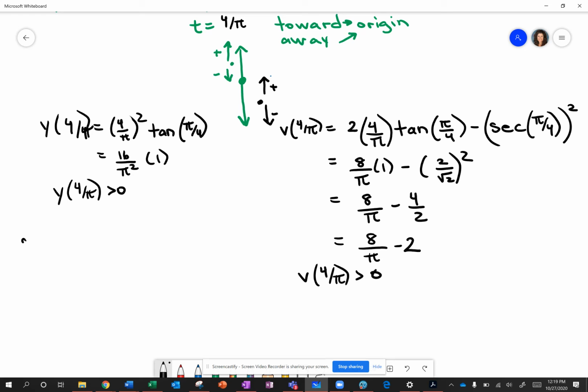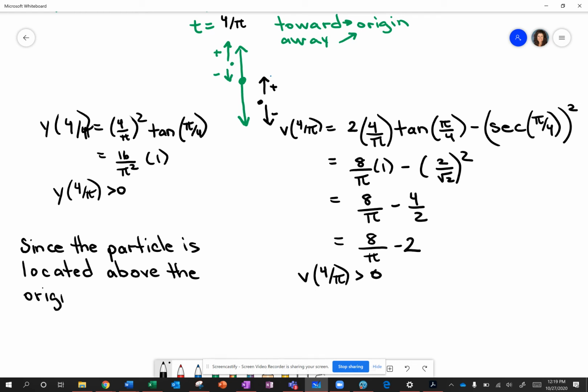So since the particle is located above the origin at t equals 4 over pi, and velocity at 4 over pi is greater than 0, the particle is moving away from the origin.